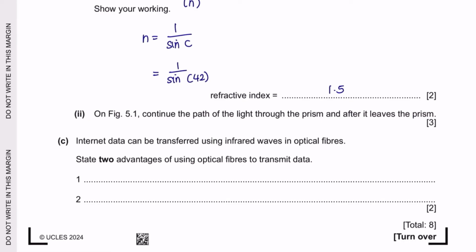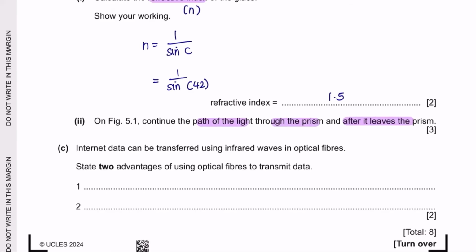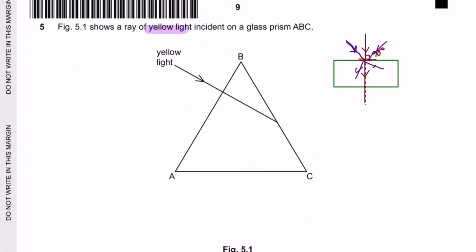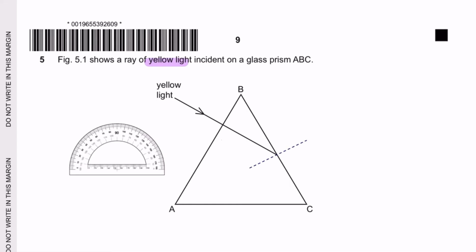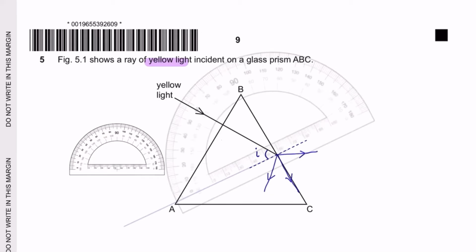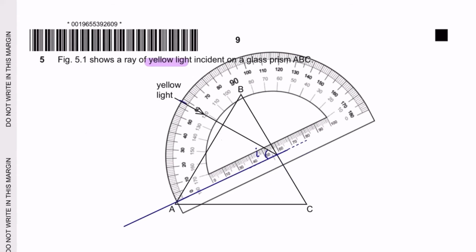Next question, part 2, on figure 5.1. Continue the path of light through the prism and after it leaves the prism. Okay, in order to continue the path of the ray of light, we're going to need a protractor. So the first thing we're going to find is the incidence angle. Only then we can identify whether the ray of light would reflect, travel through the prism, or get refracted into the air. So the angle that I have obtained is somewhere around 58 degrees.